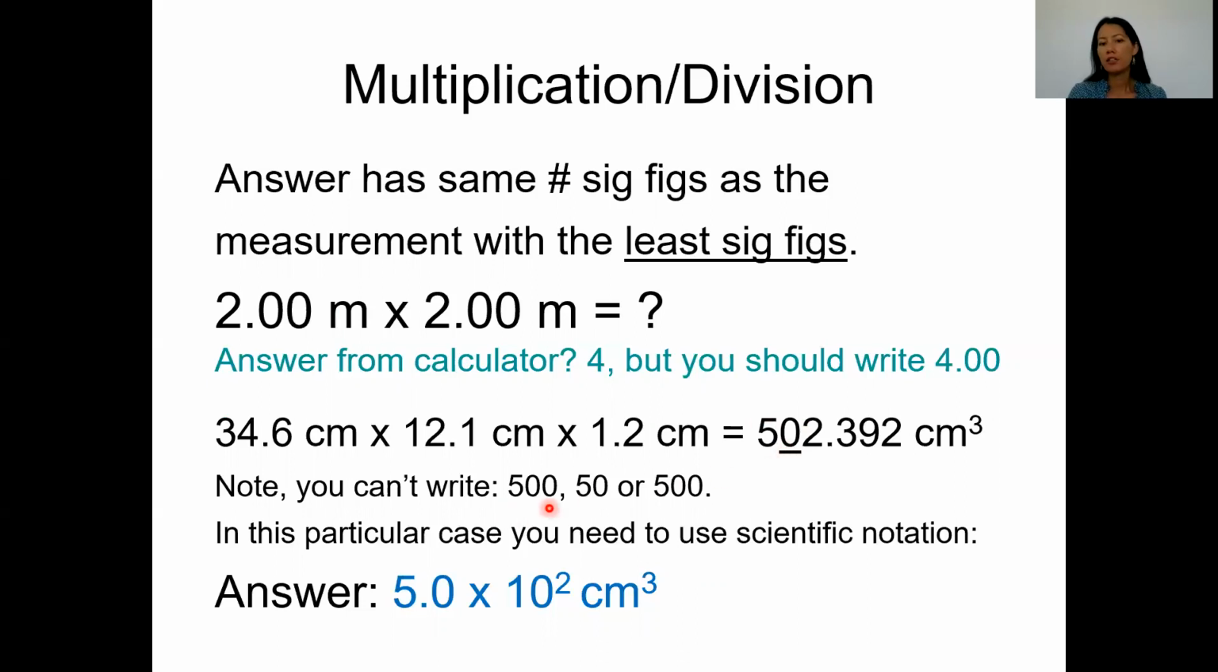You can't write 500 because that's only one sig fig. You can't write 50 because that's not the correct answer. The correct answer is around 500. You can't write 500 with a dot because that's 3 sig figs. This is one specific example where you actually have to use scientific notation. Notice I write 5.0. This reflects the number of sig figs. That's a nice use of scientific notation to very clearly show how many sig figs are present, times 10 to the 2, which is times 100, matching the 500 answer.